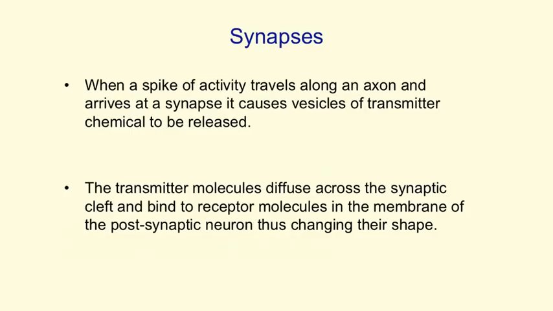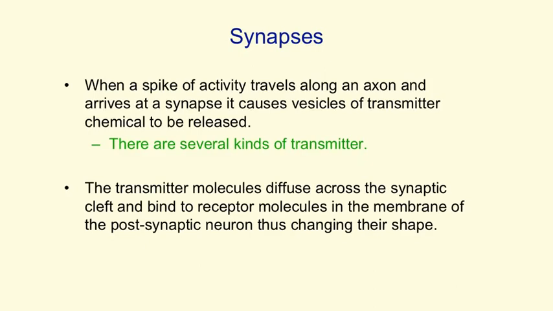Synapses themselves have interesting structure. They contain little vesicles of transmitter chemical, and when a spike arrives in the axon, it causes these vesicles to migrate to the surface and be released into the synaptic cleft. There's several different kinds of transmitter chemical. There's ones that implement positive weights and ones that implement negative weights. The transmitter molecules diffuse across the synaptic cleft and bind to receptor molecules in the membrane of the postsynaptic neuron.